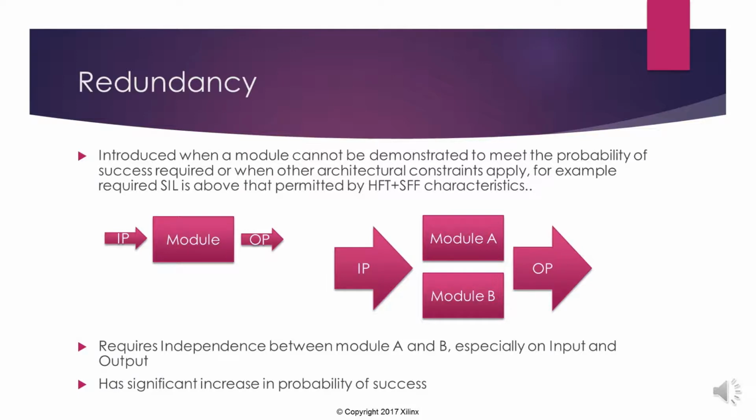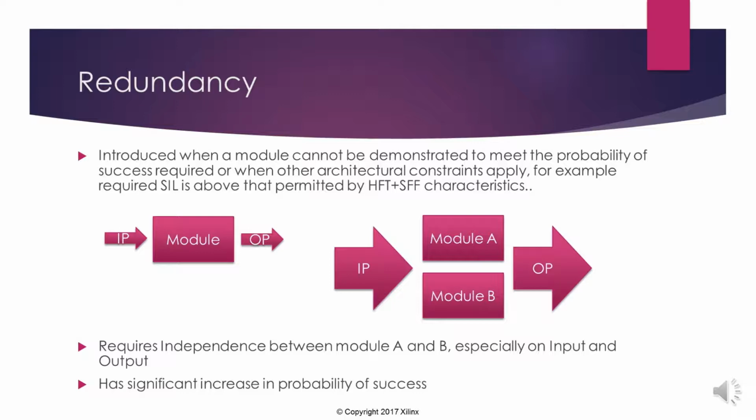So let's take a look at redundancy first. Very similar to hardware fault tolerance, only it's at a higher level. So we could have a simple module where we have an input and output, but to get a SIL4, that's going to be very difficult to achieve. So maybe we introduce a second module B and have that as redundant. Now when we do this, we need to make sure that the inputs going into module A and B, that module A can't fail in such a way that it prohibits module B from seeing the input because it's corrupted by a failed module A.